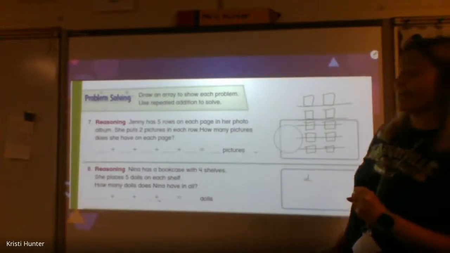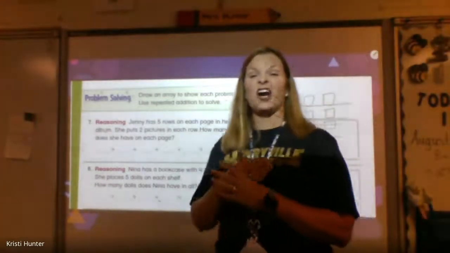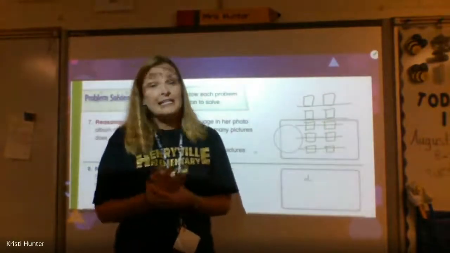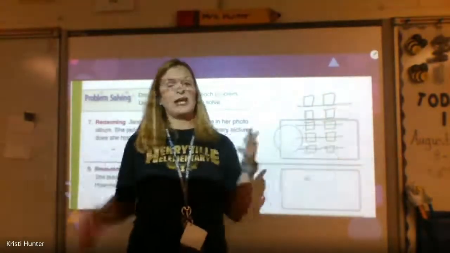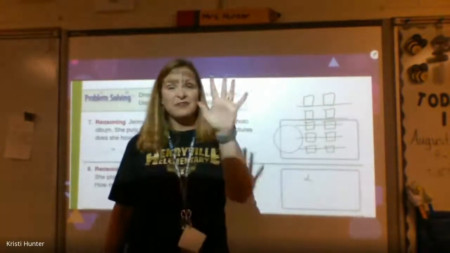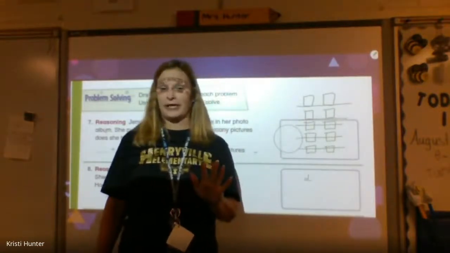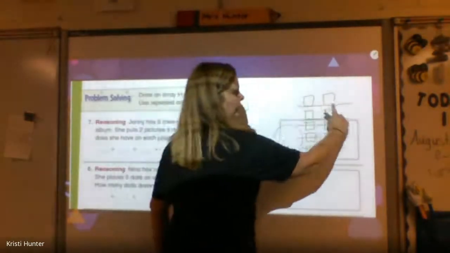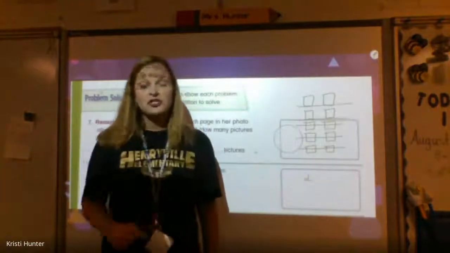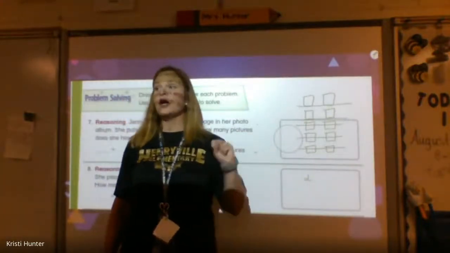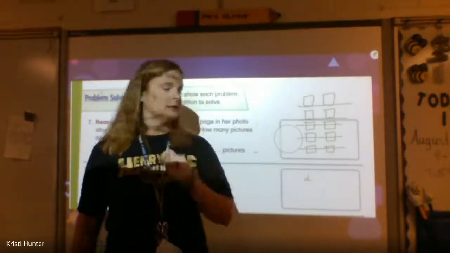All right, now we're ready to write our equation. Now this one had 5 rows, so that tells me I'm going to have 5 of the same number. Let's see what that number is. All right, row 1. How many pictures were there? Show me with your fingers. There were 2. So that's my number.